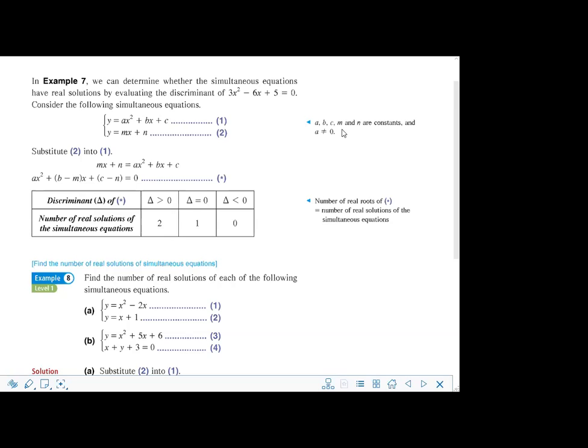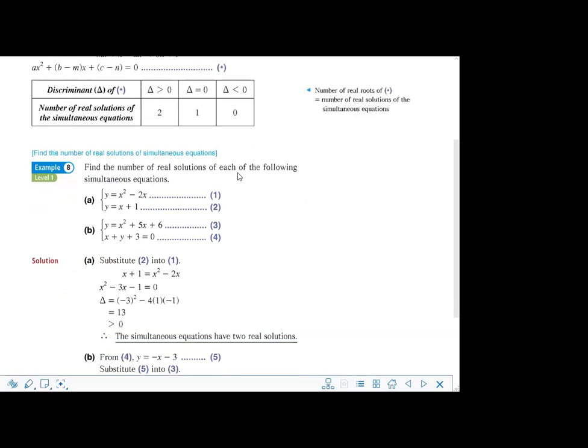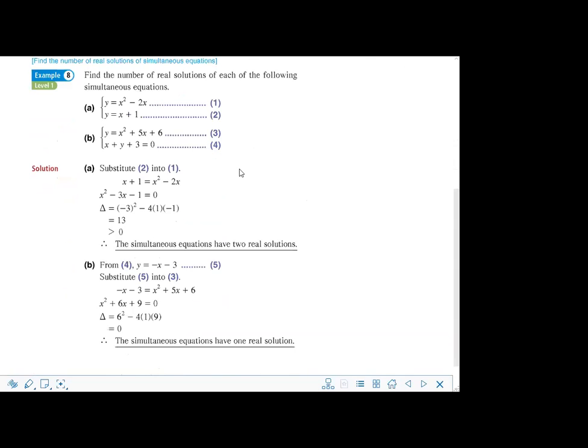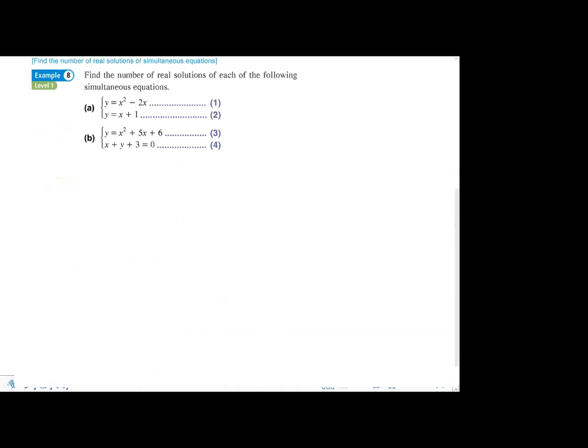Example 8. Find the number of real solutions of each of the following simultaneous equations. So we are not going to solve the equations. 嗱，留意喎，嗰啲字眼啊。We are not going to solve the equations. We just need to find the number of solutions or number of real solutions. Okay? So we are not going to calculate x is equal to what and y is equal to what. We just answer there are two real solutions, one real solution, or no real solution. Okay? But the calculation will be like this.